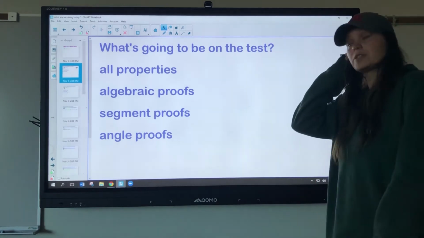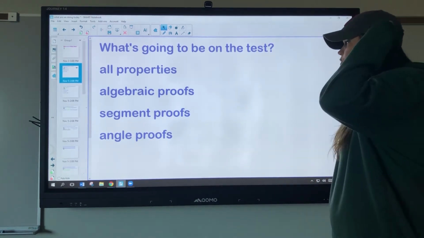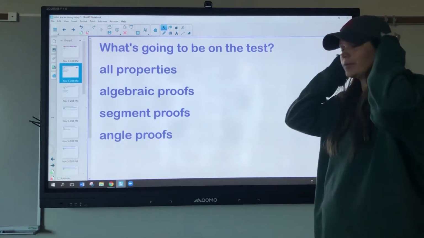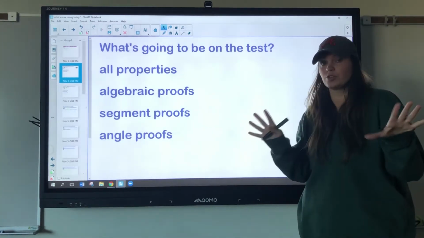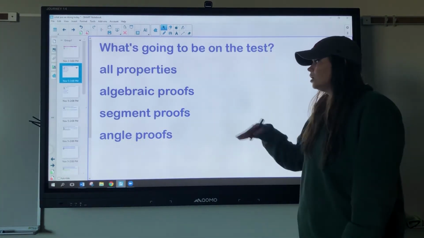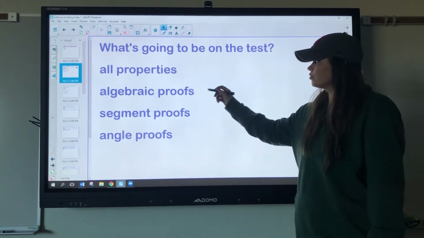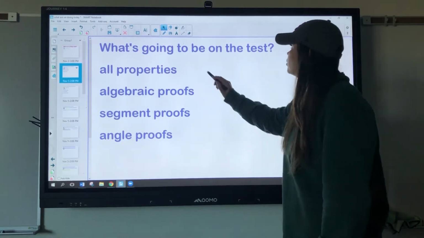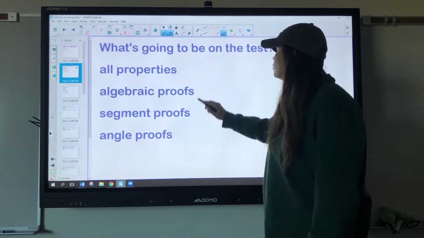This will go over everything that's going to be on the test. Obviously all your properties, I'm not going to review them on here because you can go play your games on your properties or go watch the other video on properties. All the types of proofs, but again, proofs are just all your properties, just in proof form.